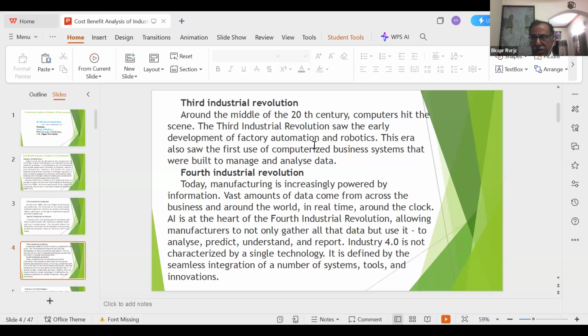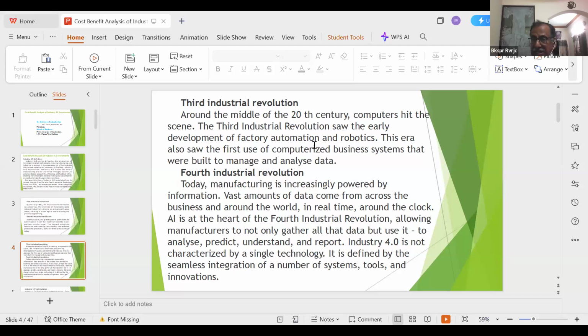The third industrial revolution saw the early development of factory automation and robotics. This era also saw the first use of computerized business systems that were built to manage and analyze the data. The fourth industrial revolution: as of now, today, manufacturing is increasingly powered by information. The vast amounts of data come from across the business and around the world in real time, around the clock.